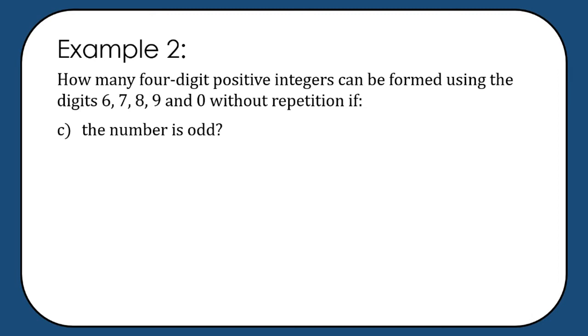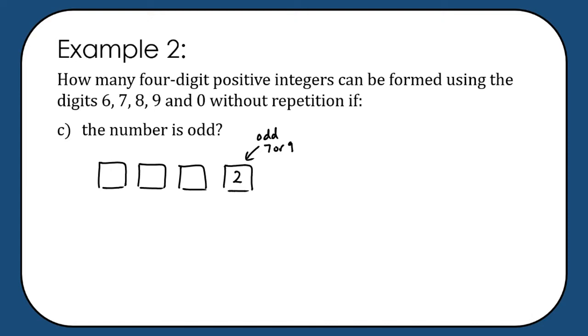Okay, part C. Same problem, 4-digit positive integer formed using the integers 6, 7, 8, 9 and 0 without repetition if the number is odd. Okay, so if we've got an odd number, the restriction is on here. So that means that has to be an odd digit for the whole number to be odd. So that means that digit has to be 7 or 9. So we've got 2 options that can go there.